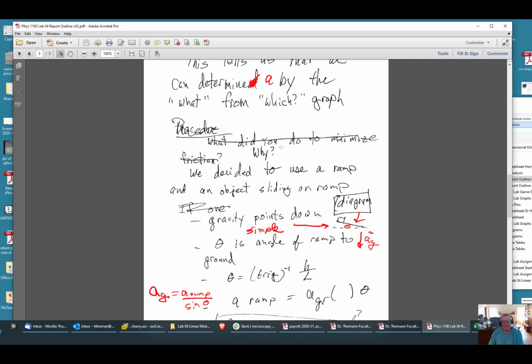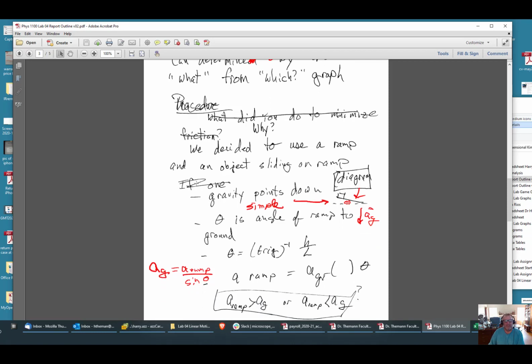You just need to say that we created this ramp that kept the object suspended on a cushion of air, so as to minimize friction between the object and the ramp. And you can mention that the object was designed to minimize the cross-sectional area perpendicular to the direction of motion. And those are fancy words.